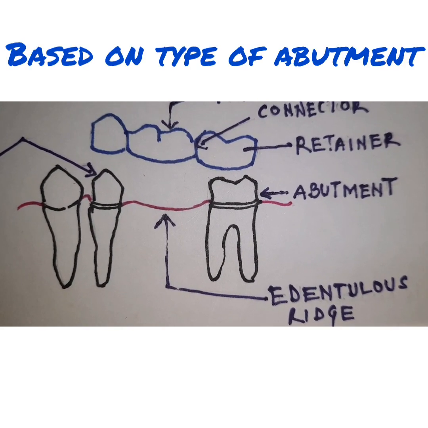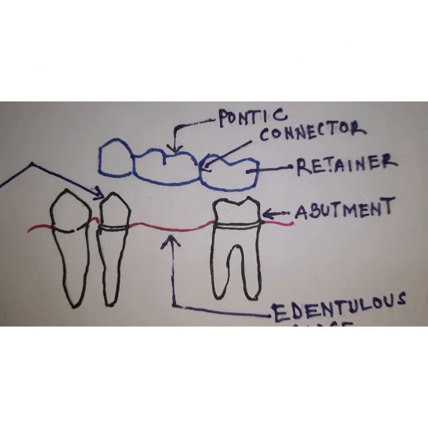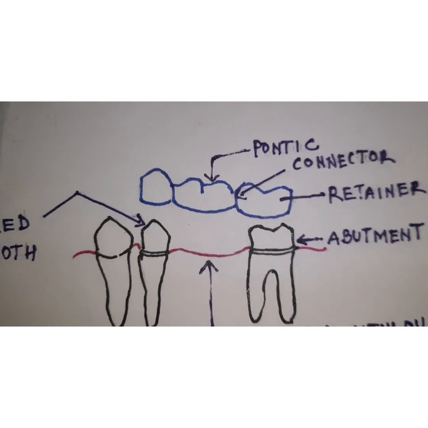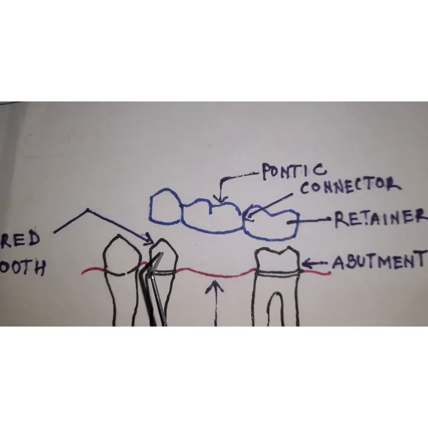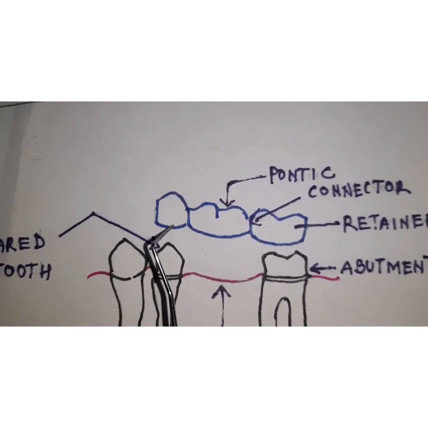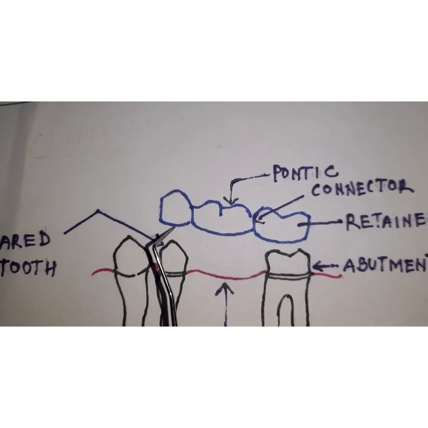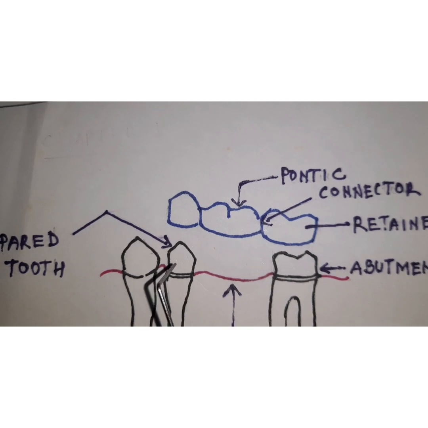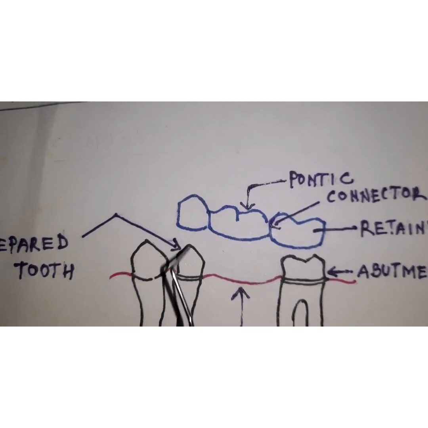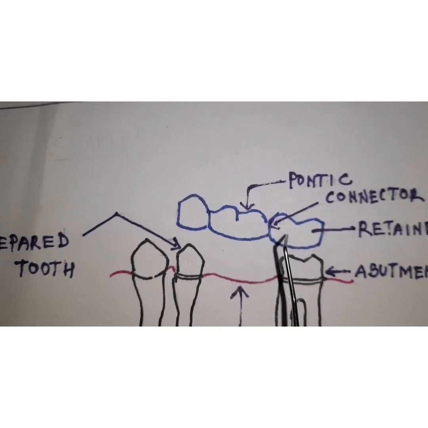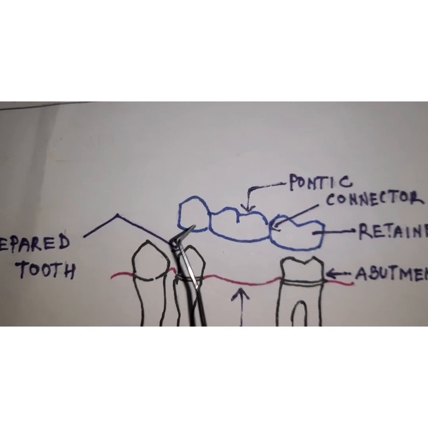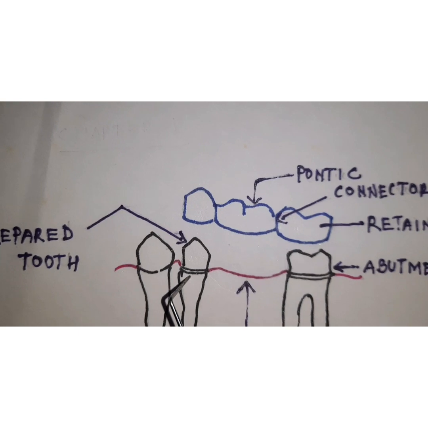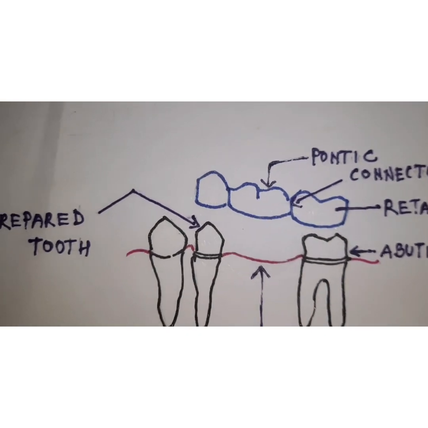Next classification is based on the type of abutment used. You can have a conventional FPD, or you can have a cantilevered FPD. Cantilevered FPD means you have an abutment tooth and you just have the pontic which is attached to the tooth. So this tooth will be called a cantilevered tooth. In this type of prosthesis, the second retainer is not there, only this retainer and the pontic. So this type of prosthesis will be called the cantilevered FPD.